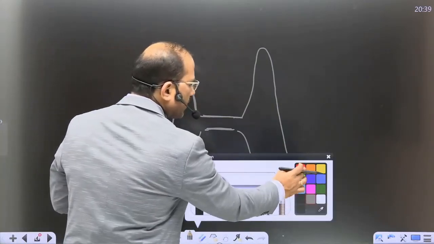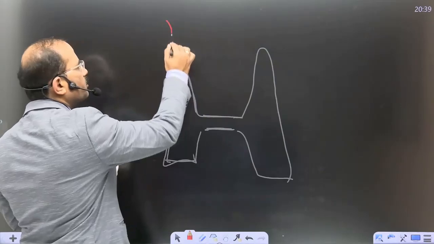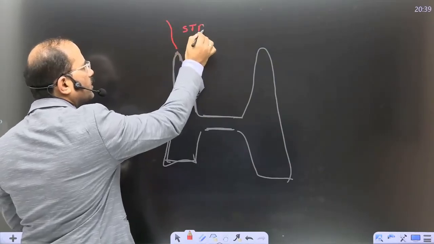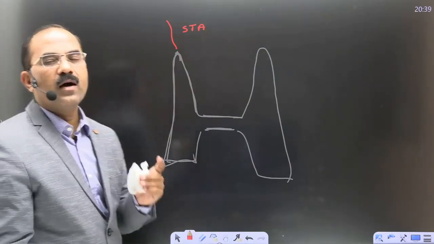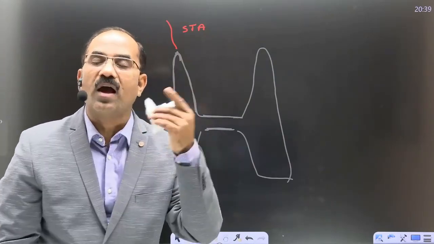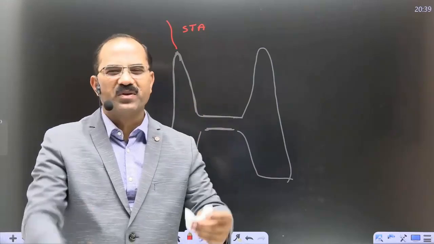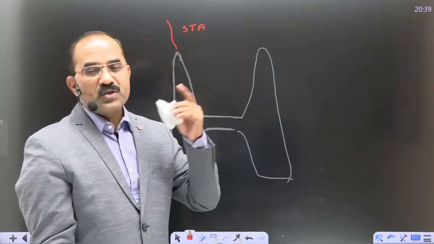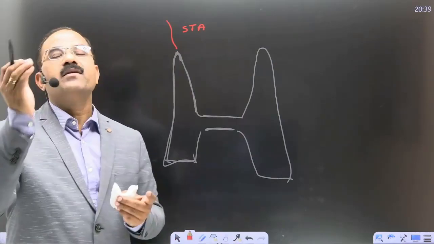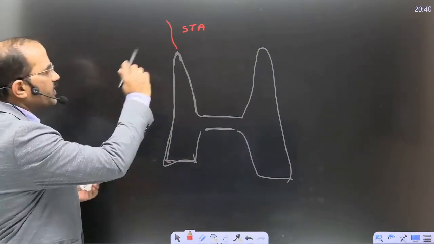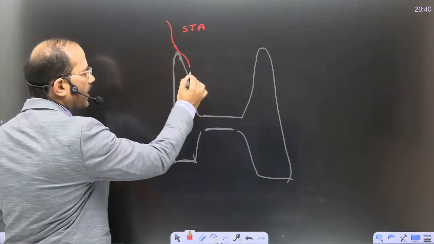The artery comes from above. This is the superior thyroid artery. The superior thyroid artery is the first anterior branch of the external carotid. We have seen this, correct? So the superior thyroid artery is the first anterior branch of external carotid. It divides into two branches. This is the anterior branch.